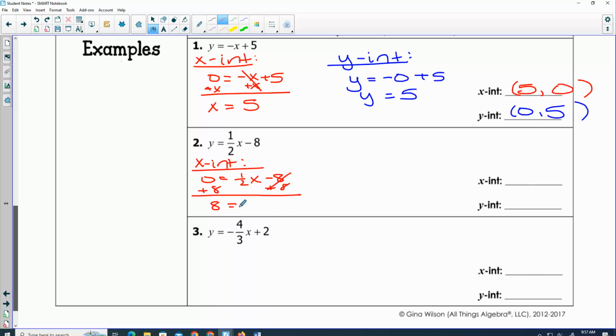So 8 equals 1/2 x. How can I get rid of that 1/2? Divide by 1/2. Divide by 1/2 if you are using a calculator. Okay, little warning here. If you are going to put divided by 1/2 on your calculator, you have to put 1/2 in parentheses. So if you're going to type in 8 divided by, then do parentheses, 1/2 if you type that in.